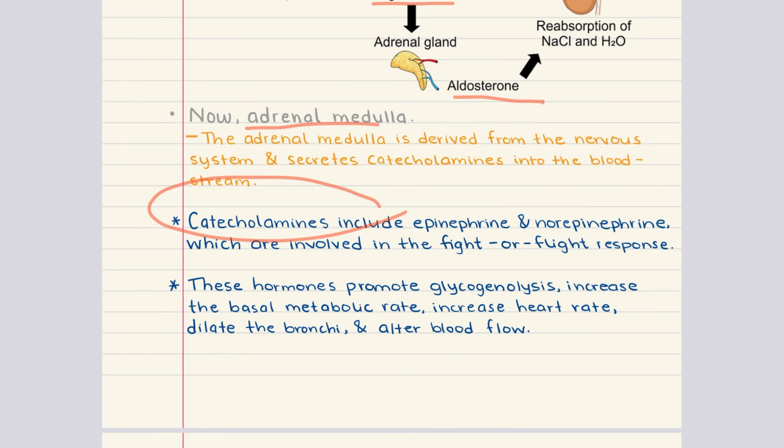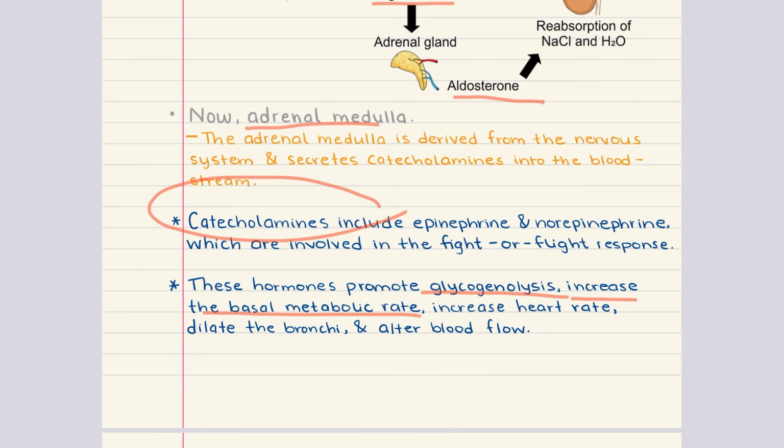These hormones promote the breakdown of glycogen into glucose in the liver. This increases blood sugar and it provides a quick energy supply. They also increase the basal metabolic rate. This is the body's baseline rate of energy usage. This is going to allow cells to burn more fuel rapidly during stressful situations.